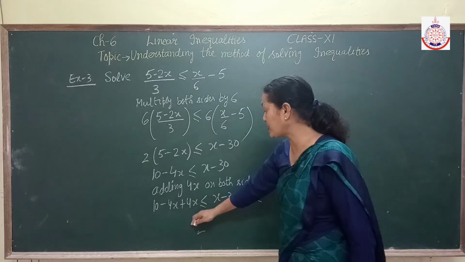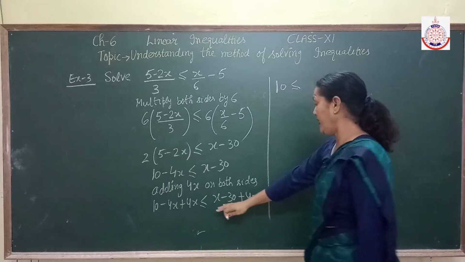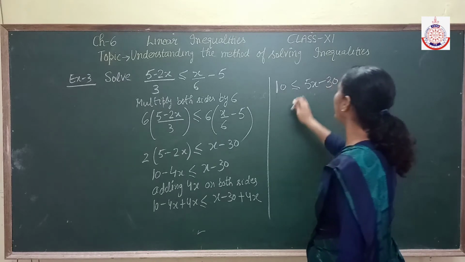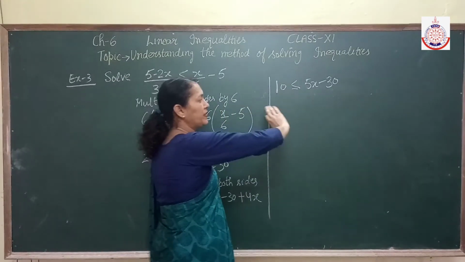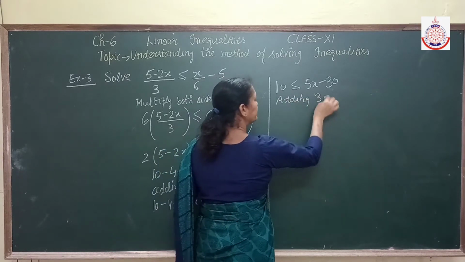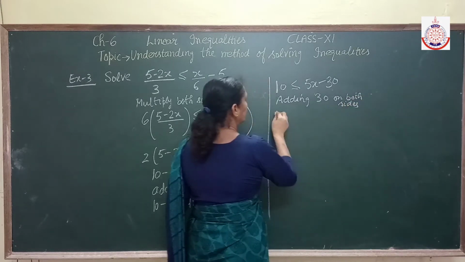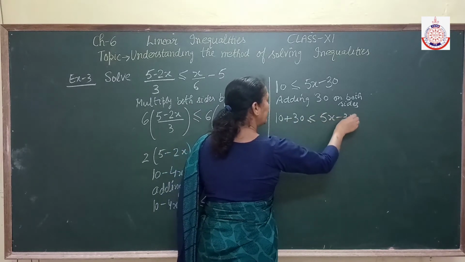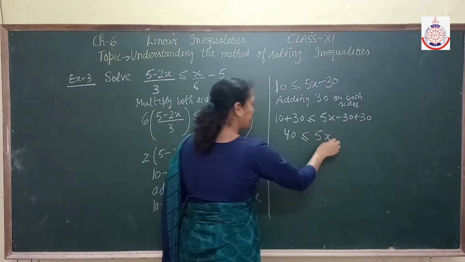Now this minus 4x and plus 4x will get cancelled, and we will be having 10 less than or equal to x and 4x will give us 5x minus 30. Now see, term of x is on right hand side, so we will be removing 30 from here. Removing means adding 30 on both sides. 10 plus 30 less than or equal to 5x minus 30 plus 30. 40 less than or equal to 5x.